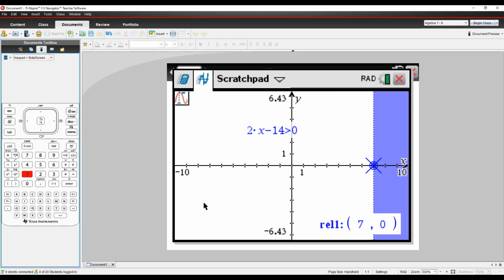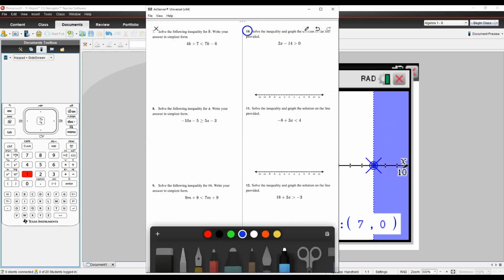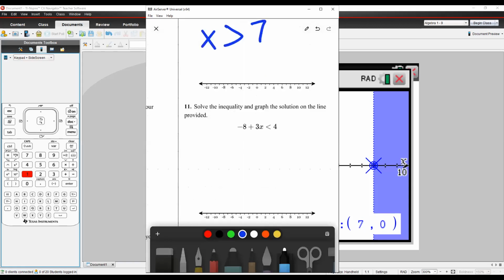So let's go back to the iPad and graph it. So this is going to be x is greater than 7. And then we would go down to the number line. We would put an open circle here. Now the open circle represents the same thing as that dashed line. And then we're going to go to the right. So that's the answer. We're done. That's all you're doing.